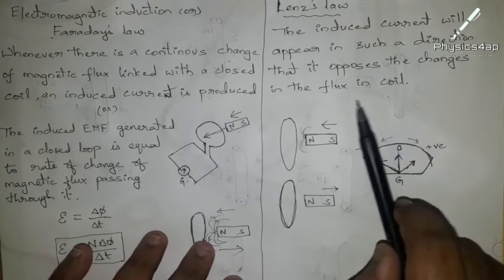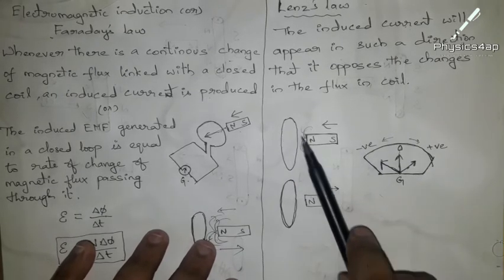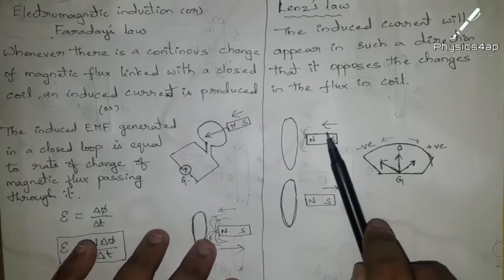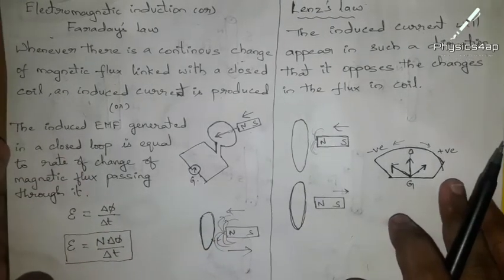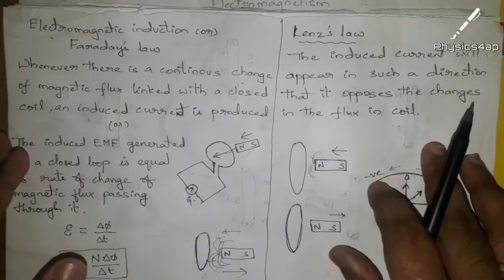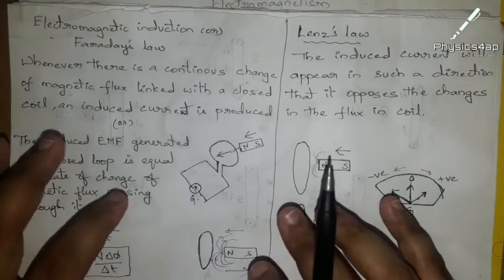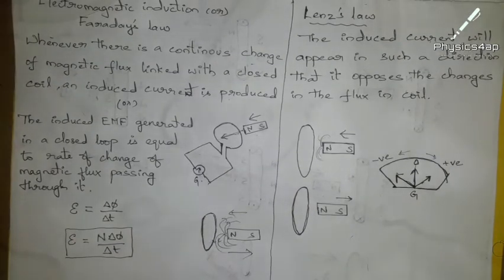There is an opposing change in the magnetic flux between the copper coil and the bar magnet. So this is about electromagnetic induction, that is Faraday's law, and also about the Lenz law. Now next we will be seeing the working model of Faraday's law with a copper coil. It is a small activity over here.